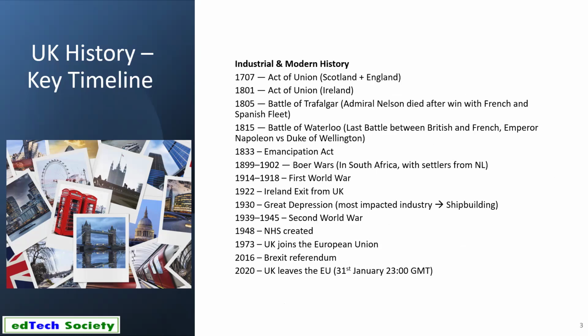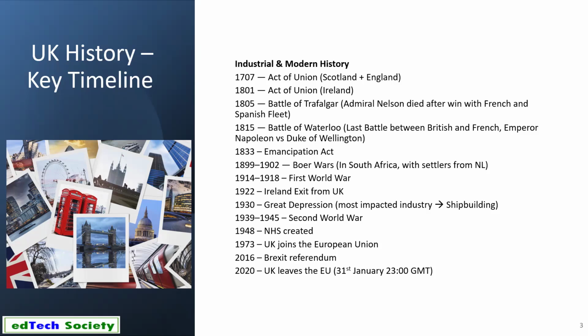Then comes the industrial or modern period, which we are currently in. In 1707, the Act of Union happened between England and Scotland. They came together. In 1801, close to 100 years after, the Act of Union happened with Ireland. In 1805, the Battle of Trafalgar happened, where the English fought the French and defeated them. But unfortunately, Admiral Nelson died after the win.